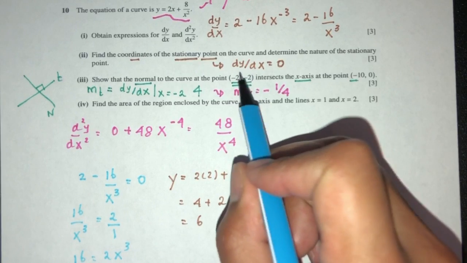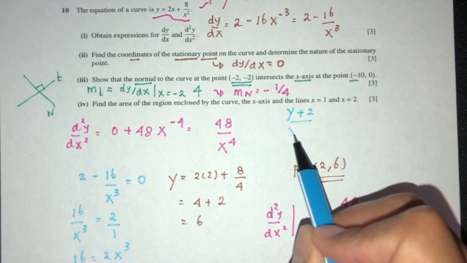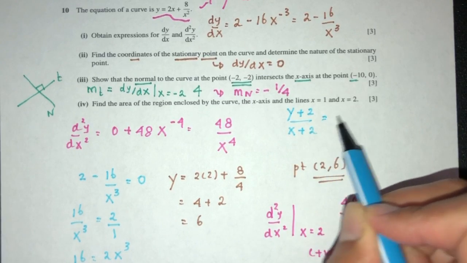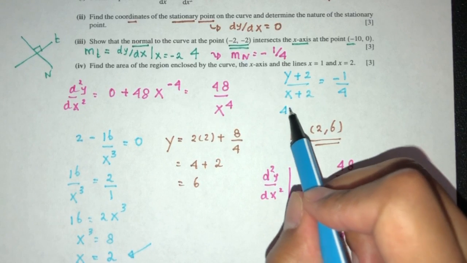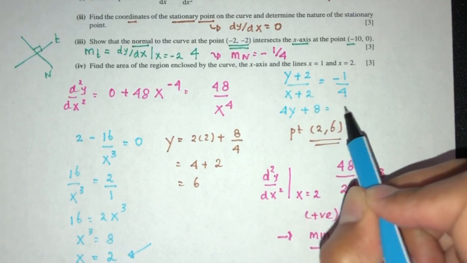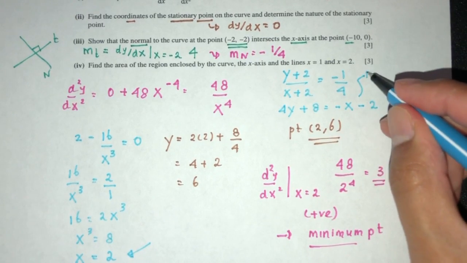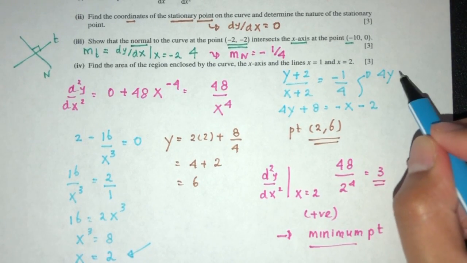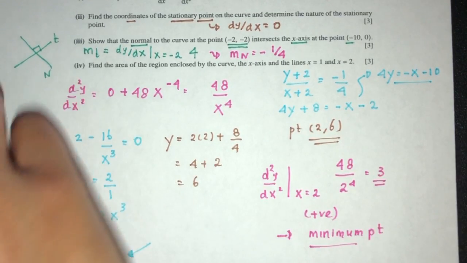We have the passing point and the gradient, so y plus 2 over x plus 2 has to be minus 1 over 4. Cross multiply, you have 4y plus 8, and that should be minus x minus 2. So from here, 4y has to be minus x minus 10. That will be the equation of the normal.